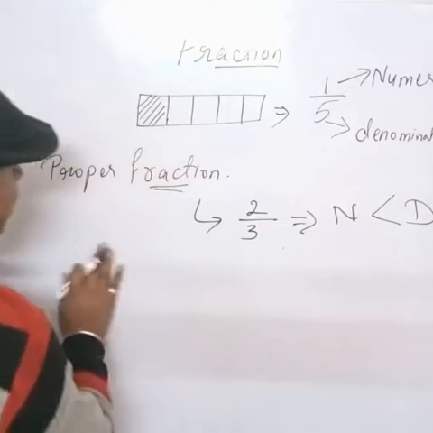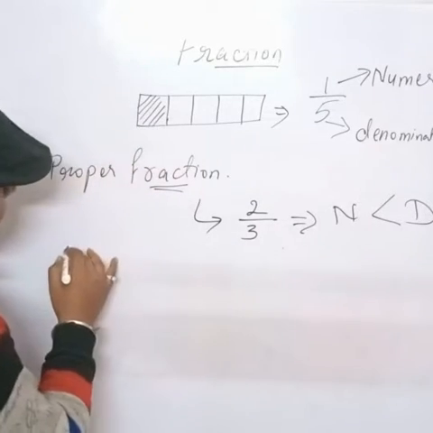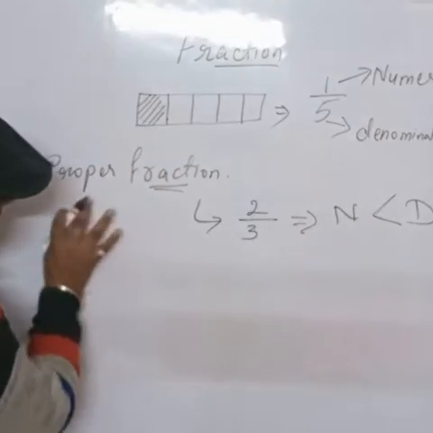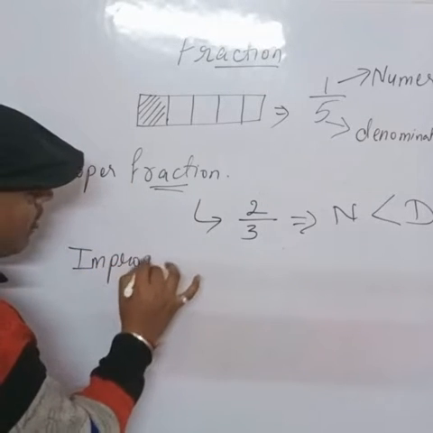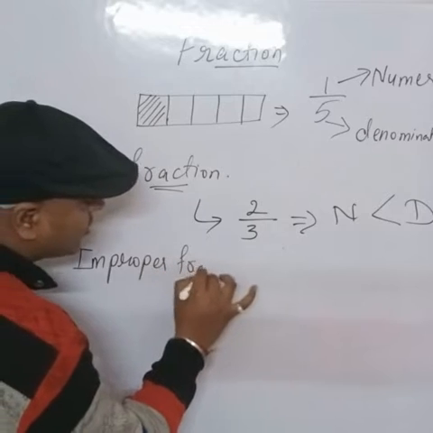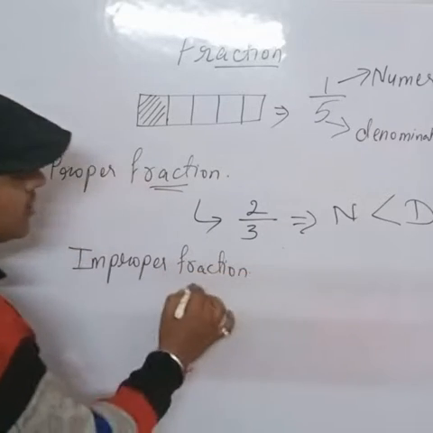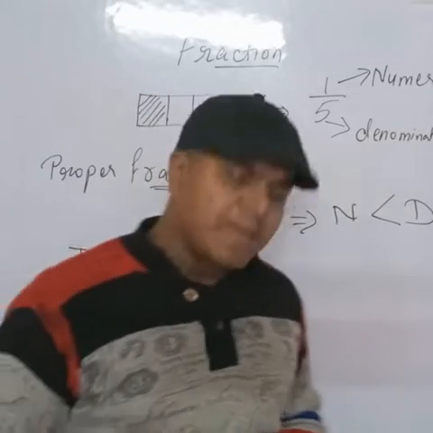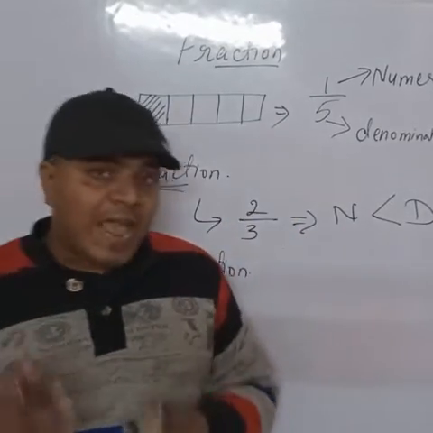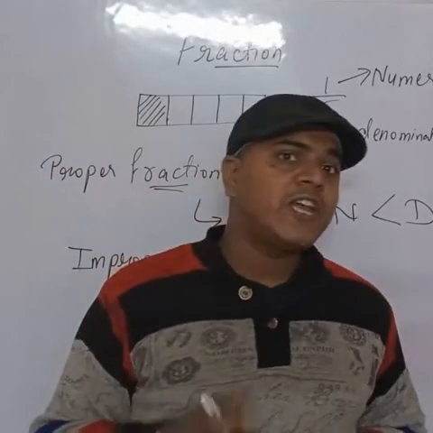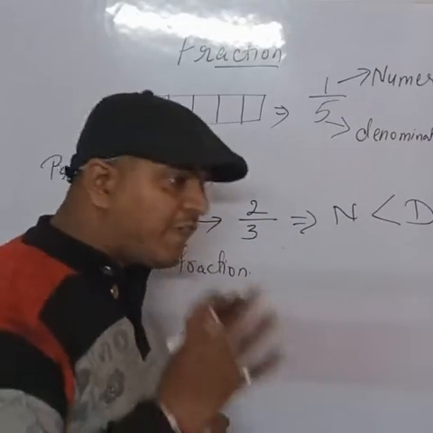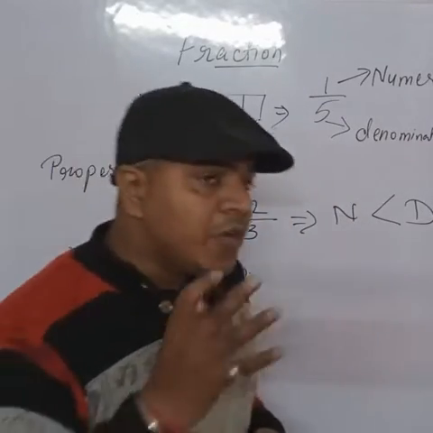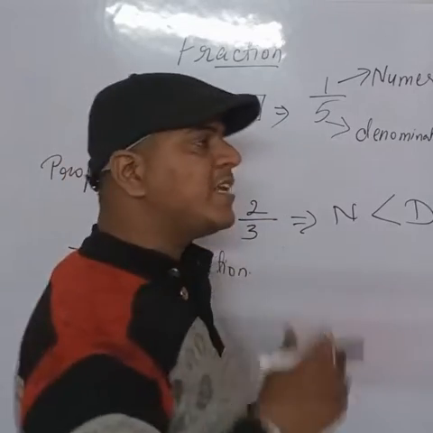Now, next type of fraction. What is the next type of fraction? It is improper fraction. What is improper fraction? The fraction in which the numerator is greater than denominator. The fraction in which the numerator is greater than denominator.